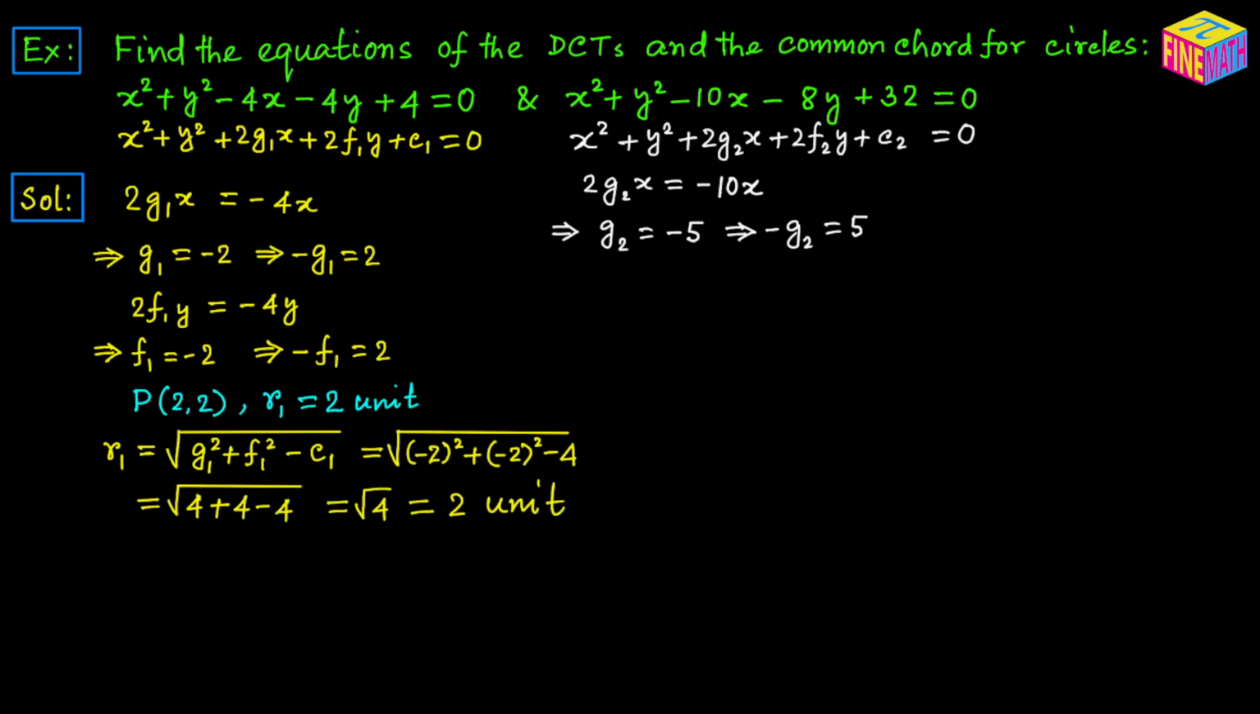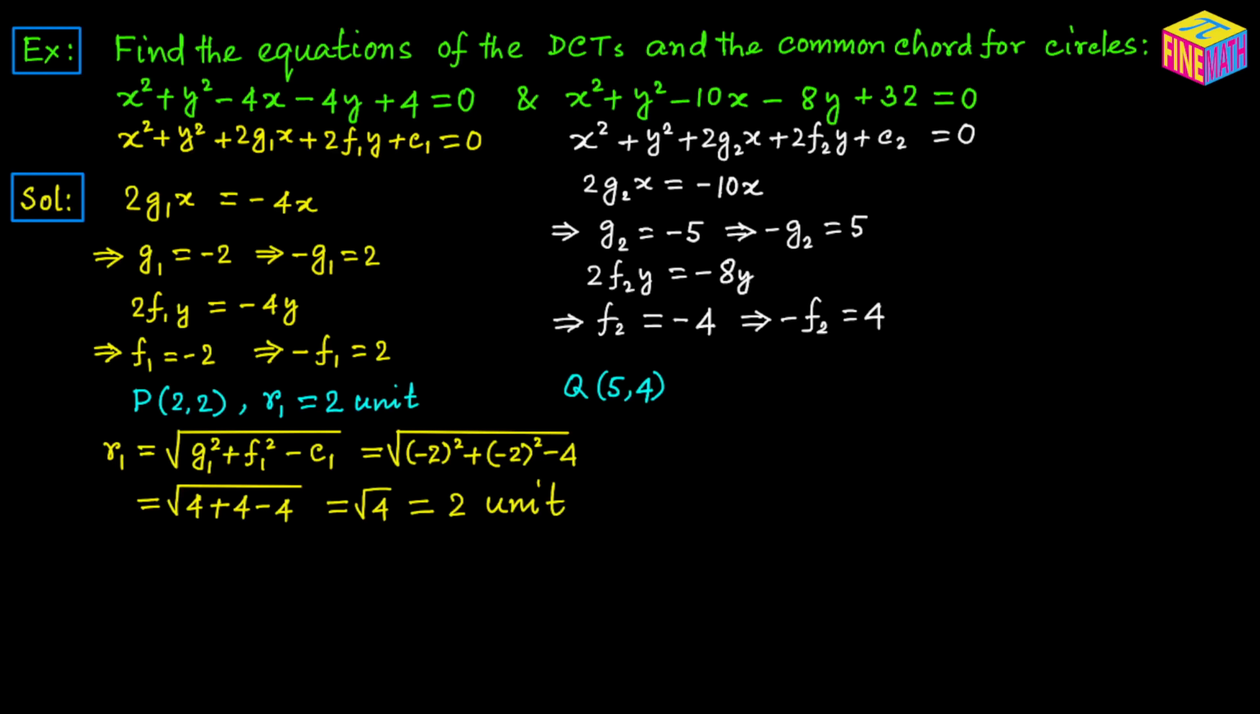Similarly, let's compare the second equation with the general equation of a circle, and from there we find g sub 2 is equal to negative 5 and negative g sub 2 is equal to positive 5. And similarly, f sub 2 is equal to negative 4 and negative f sub 2 is equal to positive 4. So the coordinates of the center of the second circle would be (5, 4), and let's assume that point to be Q.